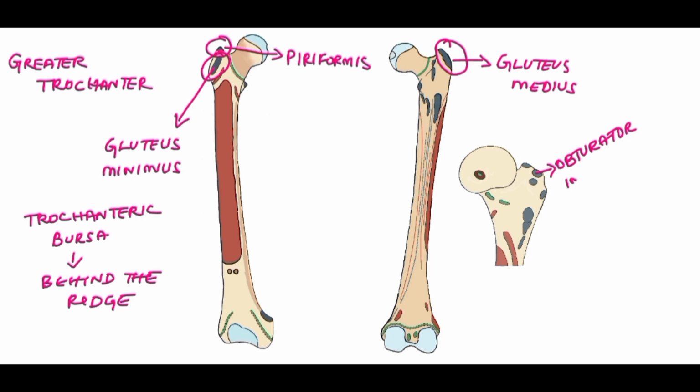Trochanteric bursa is present behind the ridge. Obturator internus and the two gemelli are present on the upper rough impression on the medial surface. Obturator externus is present in the trochanteric fossa.